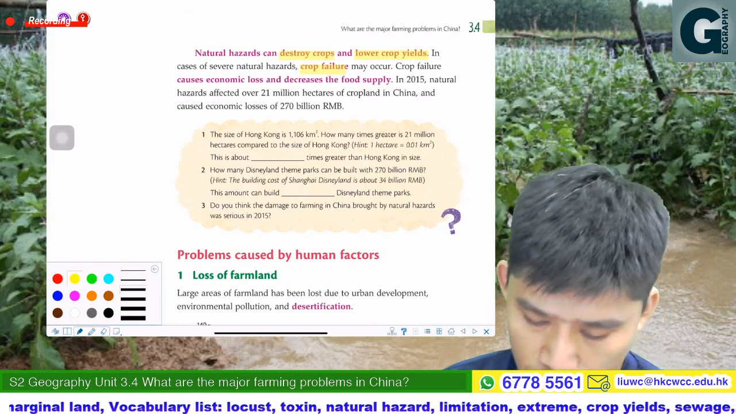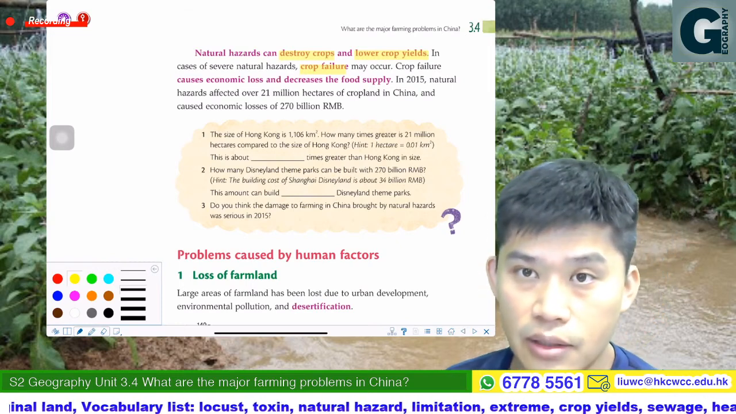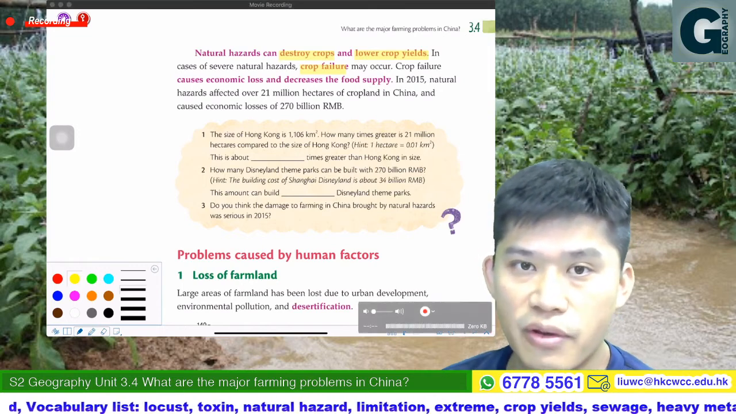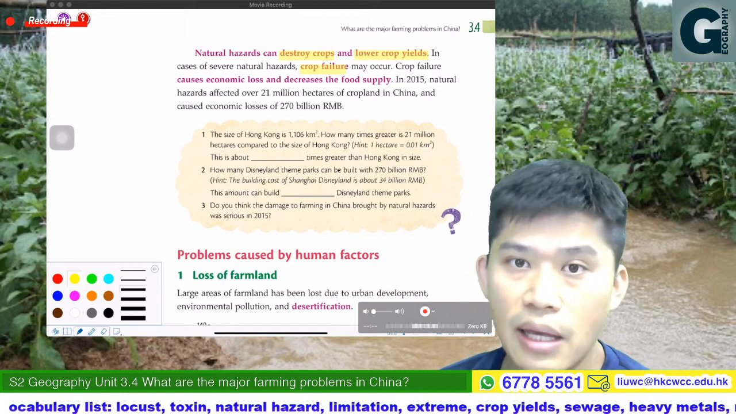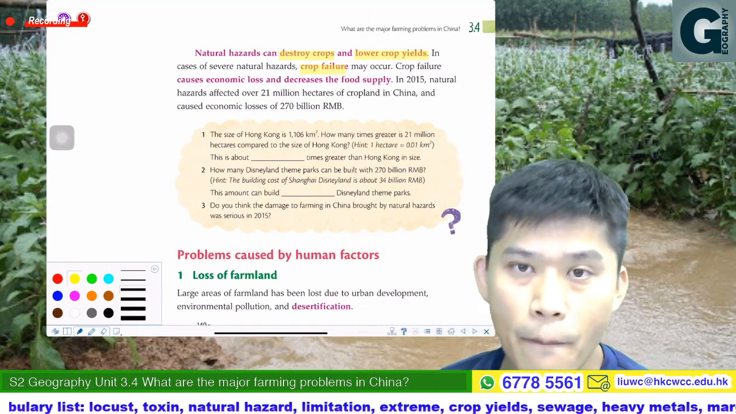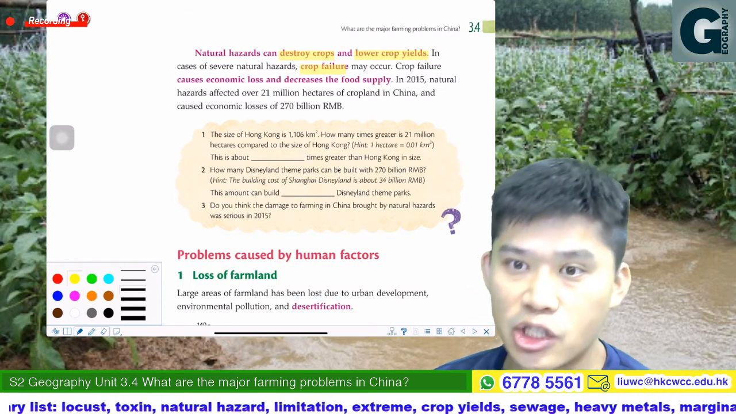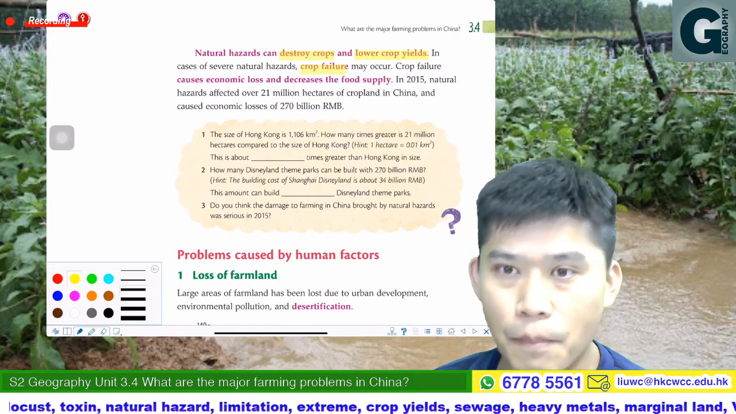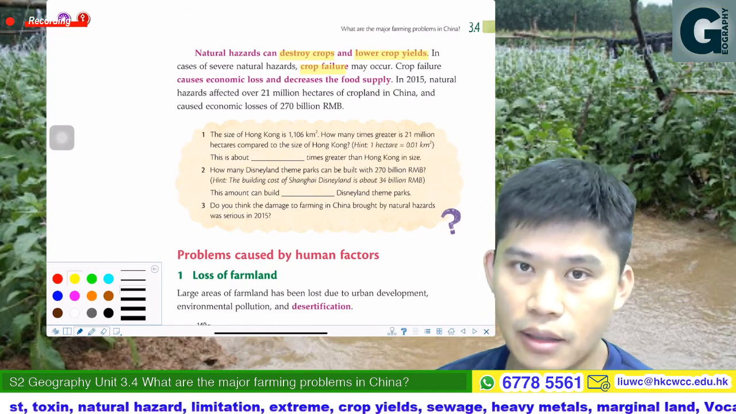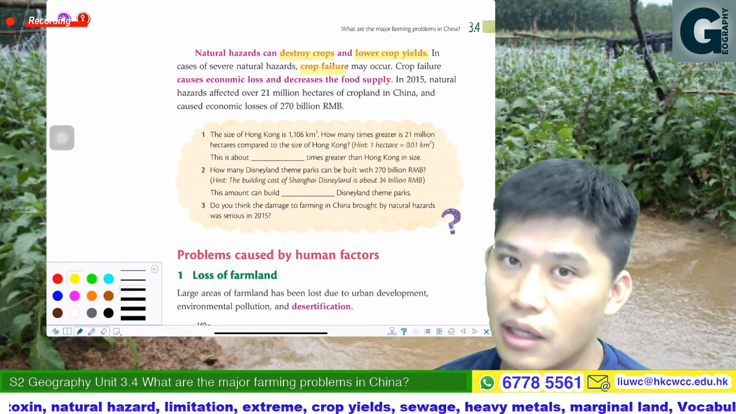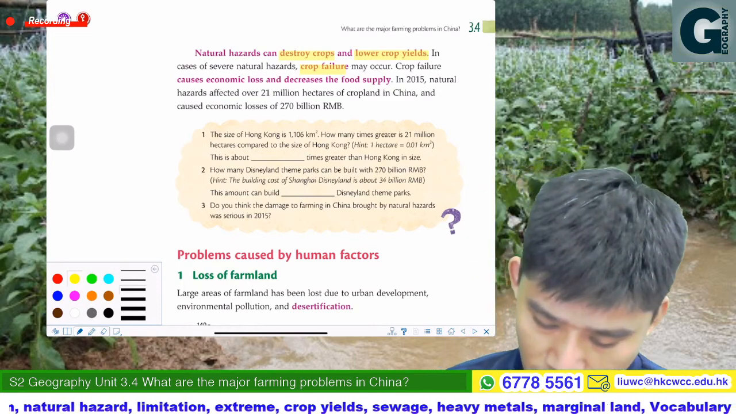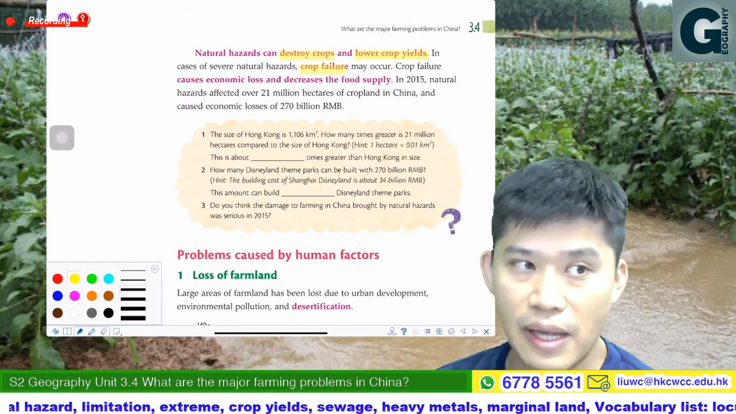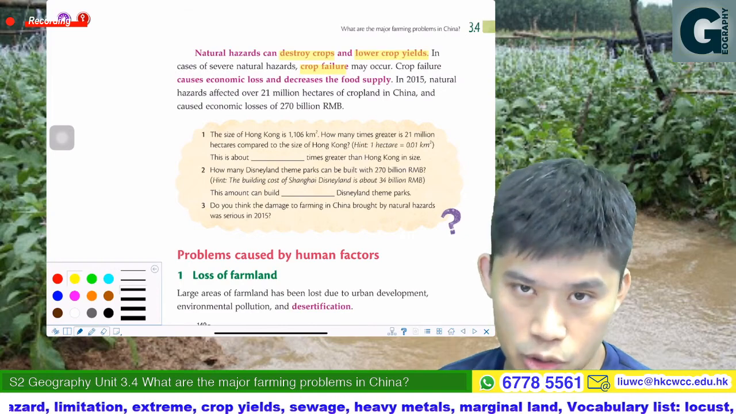that may cause economic loss and lower the food supply. Okay, so you can see that, as mentioned in our textbook, in 2015 the natural hazards actually affected over 21 million hectares of cropland in China。2100萬畝嘅農地。Okay, so that may cause economic losses of 270 billion renminbi. So therefore, you can see the damage would be very, very huge.